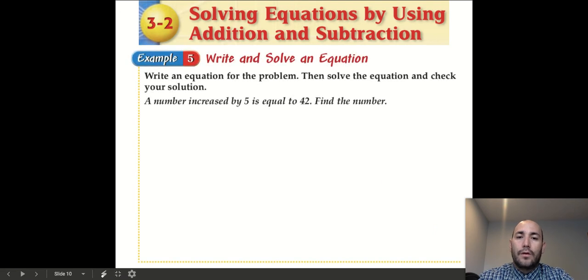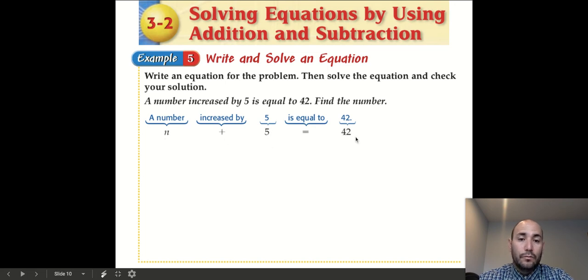All right, so example number 5. It says write and solve an equation. Write an equation for the problem, then solve the equation and check your solution. A number increased by 5 is equal to 42. Find the number. All right. So a number, n, increased by 5 is equal to 42. This goes back to what we did last lesson, where you needed to translate a verbal expression into an algebraic expression. So n plus 5 equals 42, right? This is our equation that we're solving.